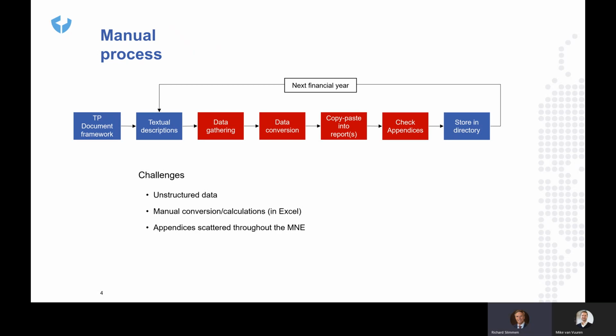And finally, all appendices need to be available to the tax team in case of an audit or when the documentation needs to be filed. Obtaining and checking all relevant appendices is time consuming, and as these documents are often scattered throughout the organization, additional frustration exists. Now we've discussed the manual process and possible challenges to tackle. So next up is the automated process.